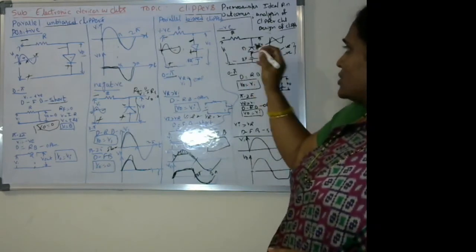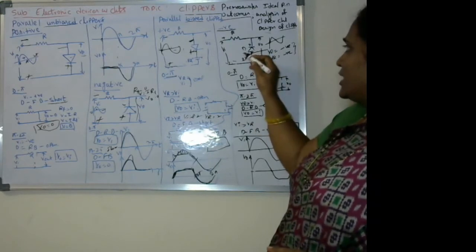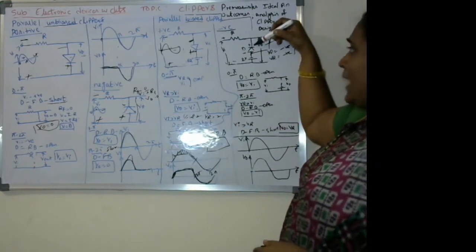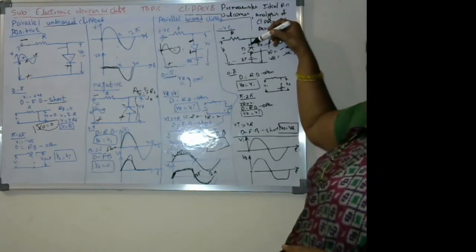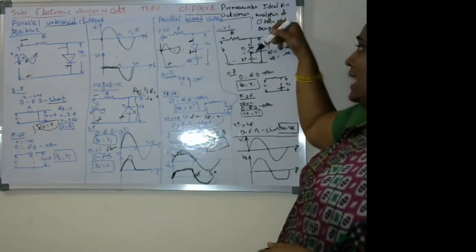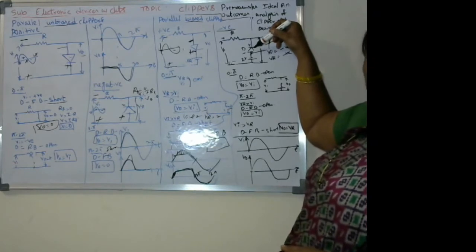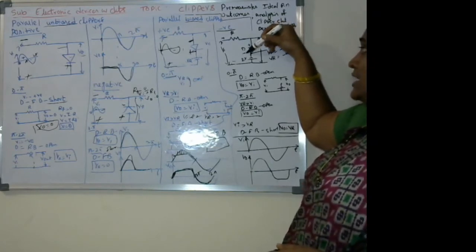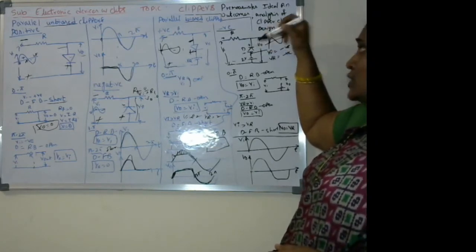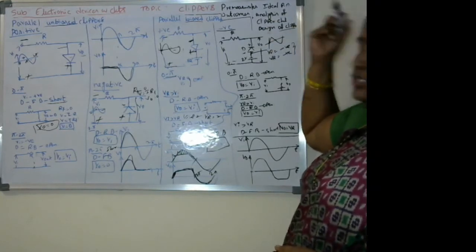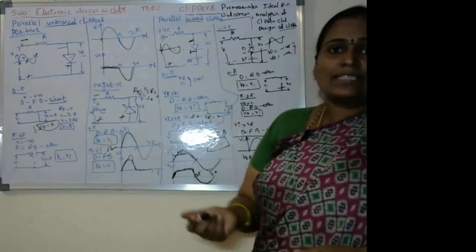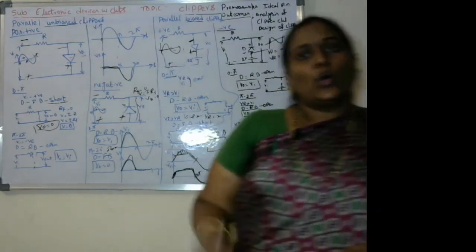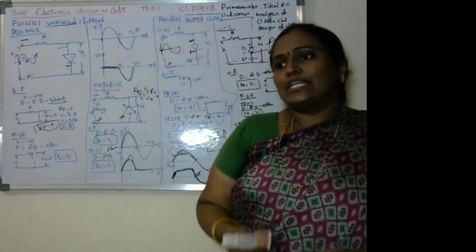So positive in this and negative thus. The N type of the PN junction diode is connected for the positive polarity of the signal, and the P type of the PN junction diode is connected for the negative polarity of the signal. So what happens? The diode enters into the reverse bias condition. Whenever the diode is in the reverse bias condition, it acts like an open circuit. The diode has been open circuit.